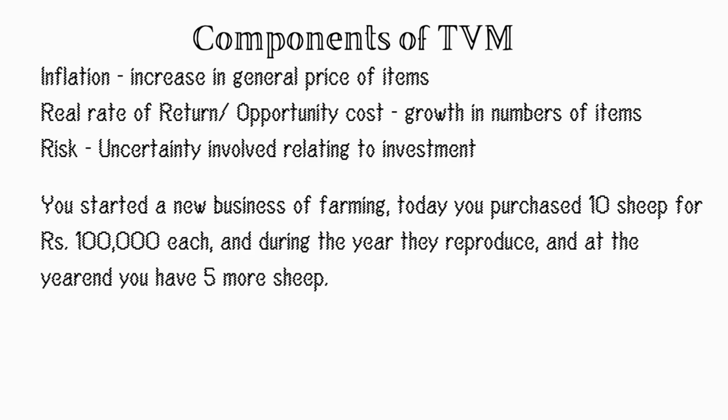If you pay close attention, you will realize that the business has two different growths. One is due to increase of prices, which is known as inflation, and the other growth that the business shows is due to reproduction. In simple words, the increase in the number of sheep through the reproduction process is real growth. Now you own 15 sheep in total.